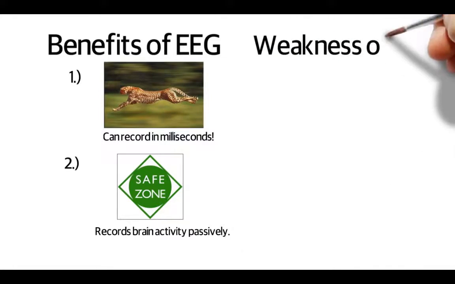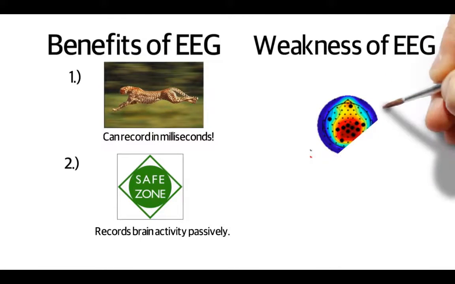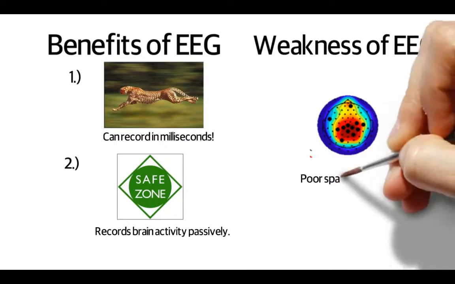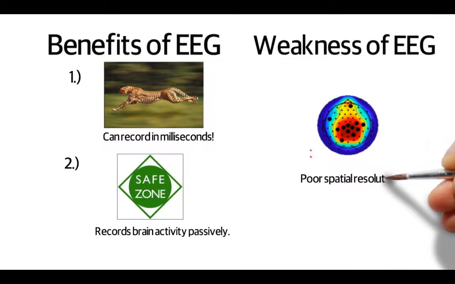One of the weaknesses of EEG, actually its main weakness, is its poor spatial resolution. This means that the EEG is not very good at telling exactly where things are happening in the brain, at least not as good as other techniques such as fMRI.